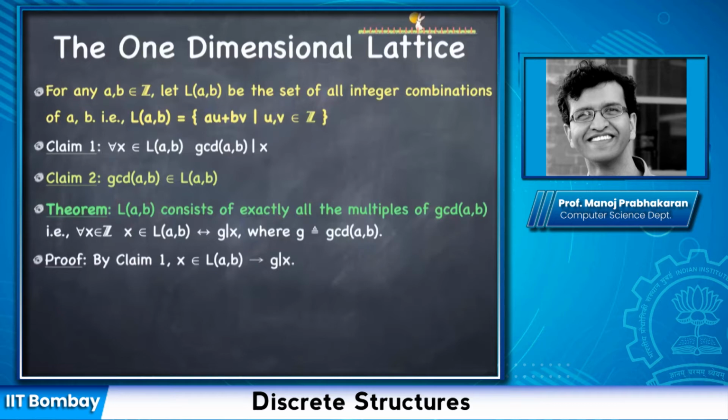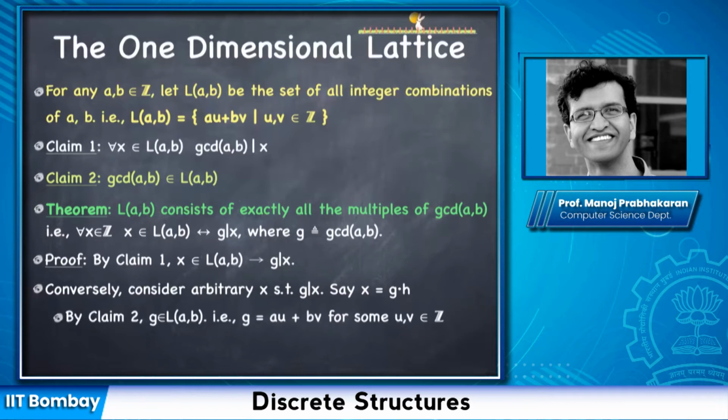So I take an arbitrary X, and I have to show both directions. The forward direction, if X is in LAB, then G divides X, was exactly handled in claim 1. So it's the other direction that I want to show: if I take an arbitrary multiple of G, say G times H, I want to say it belongs to LAB. Claim 2 gets me pretty close. It tells me that G itself is in LAB. What I want to prove is that any multiple of G is in LAB.